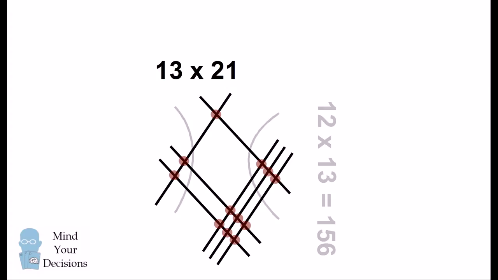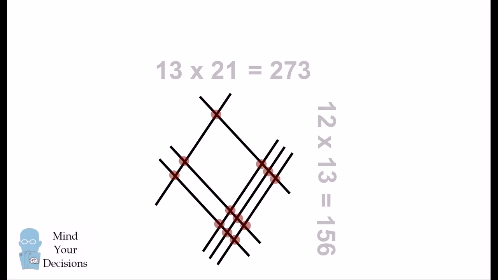We can again group the intersections that are vertically aligned. We have 3 on the right, 7 in the center, and 2 on the left. And that gives us our answer that 13 times 21 is 273. And this is really cool. We've solved another problem from the same diagram we've already drawn.